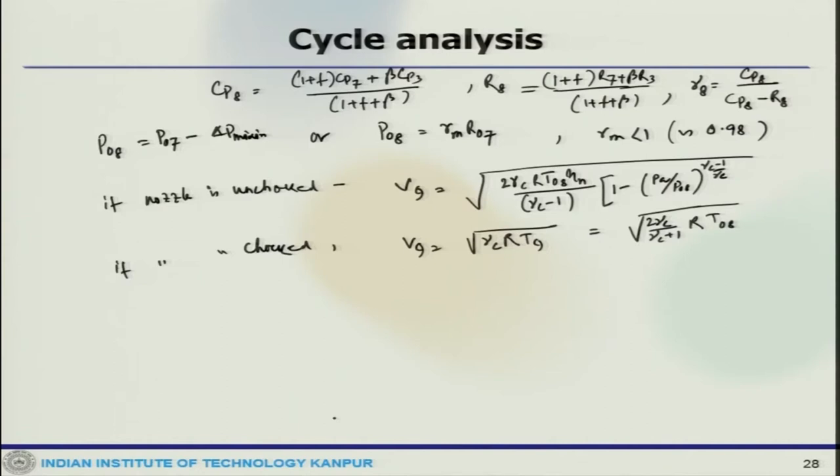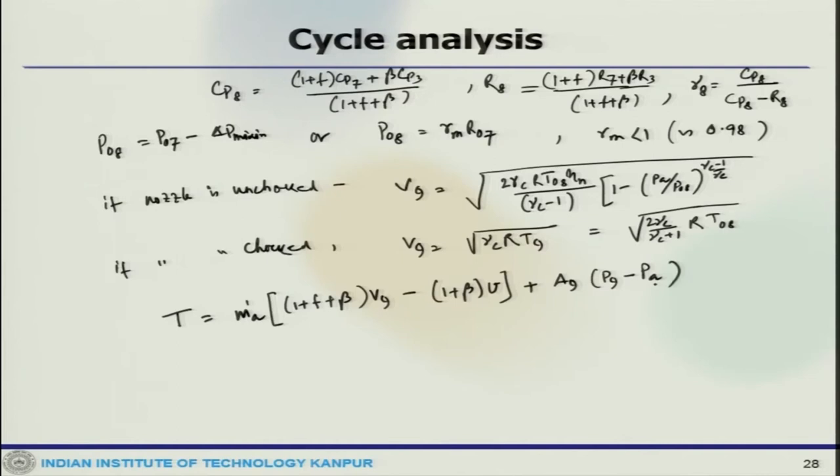And the equivalent thrust force is given as m dot a times (1 plus f plus beta) V9 minus (1 plus beta) u, plus A9 (P9 minus Pa). So that's what you get, and then also we can find out TSFC, m dot f by T. So that's how one has to look at the mixed flow engine.